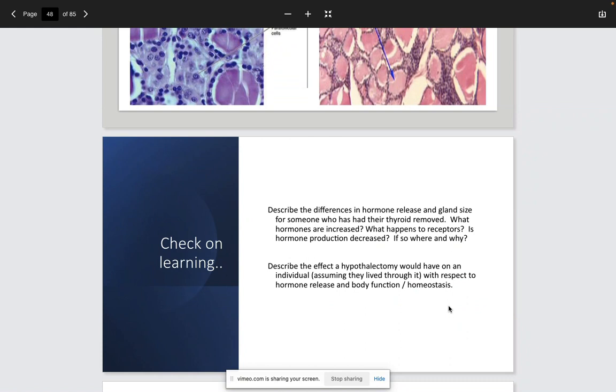Describe the effects a hypothalamectomy would have on an individual, assuming they live through it, with respect to hormone release and body function, homeostasis. So a hypothalamectomy, this doesn't exist. But if the hypothalamus was removed, what would happen to thyroid hormone production? It would be decreased, right? Because again, remember, the hypothalamus is responsible for controlling the pituitary gland.